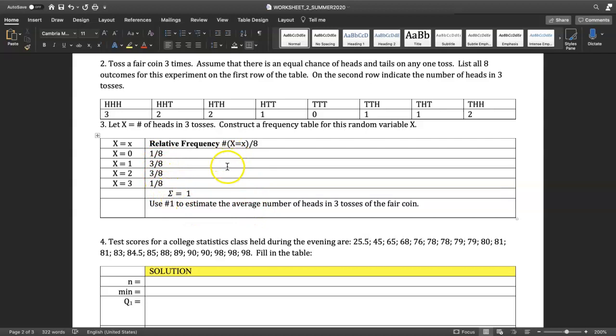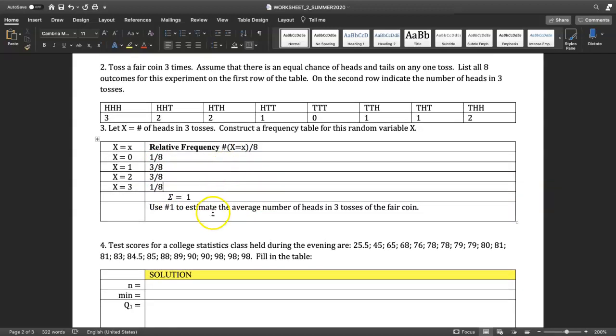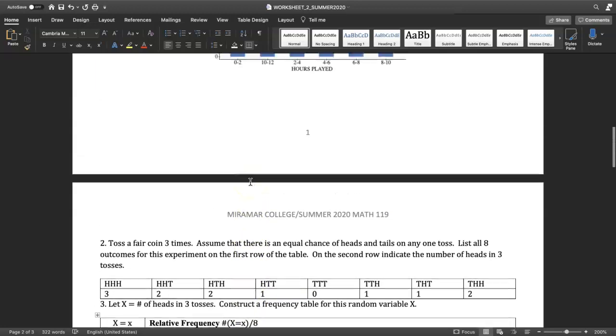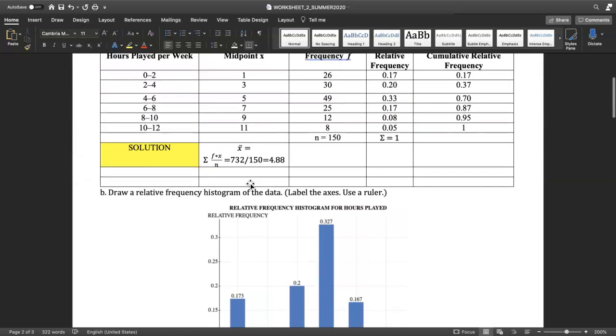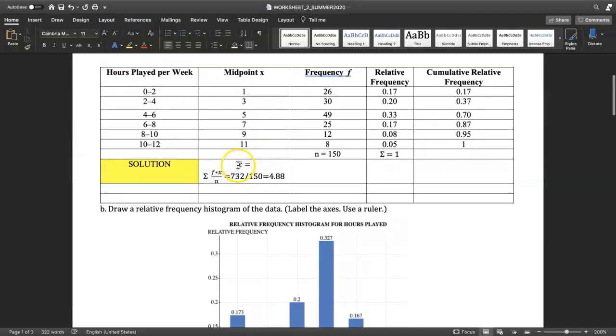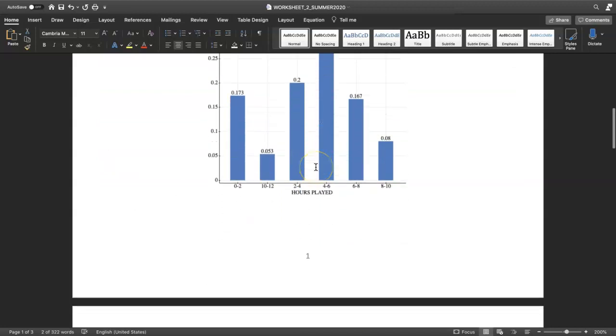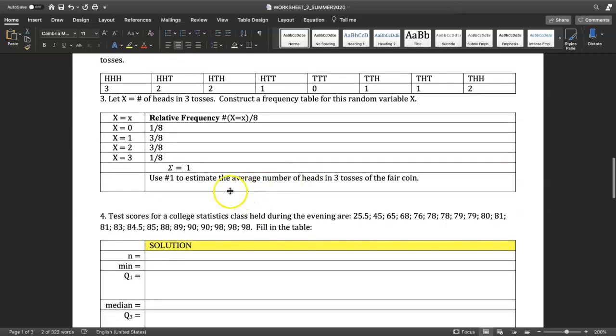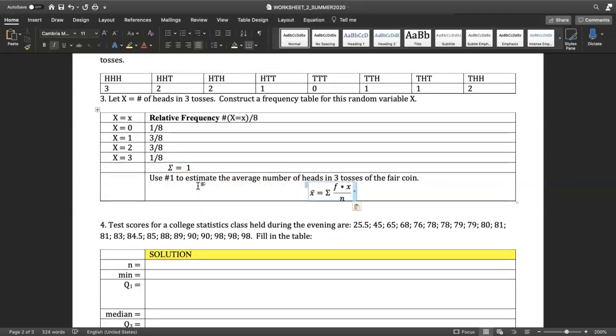Now, we're going to use the same formula that we used in number 1 to calculate our average. So we're going to go back up to number 1. Let's copy and paste this equation and go ahead and paste it down here, all right? So here's our function again. And we'll do the same thing.